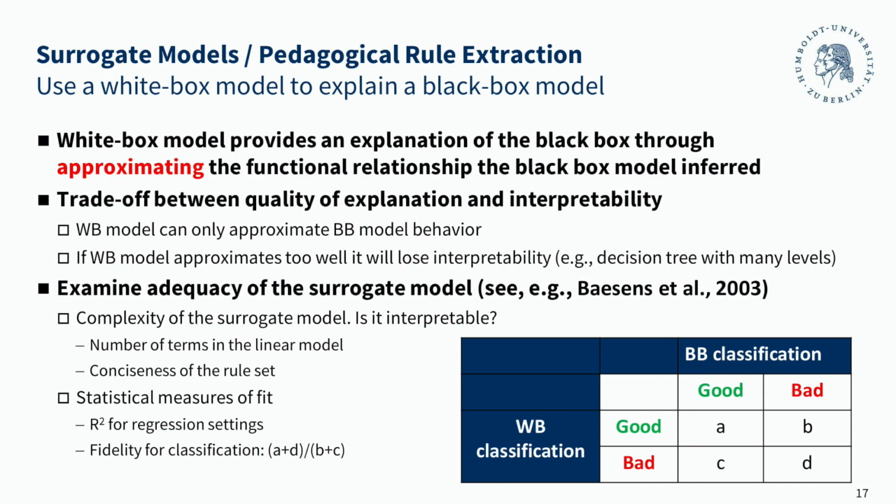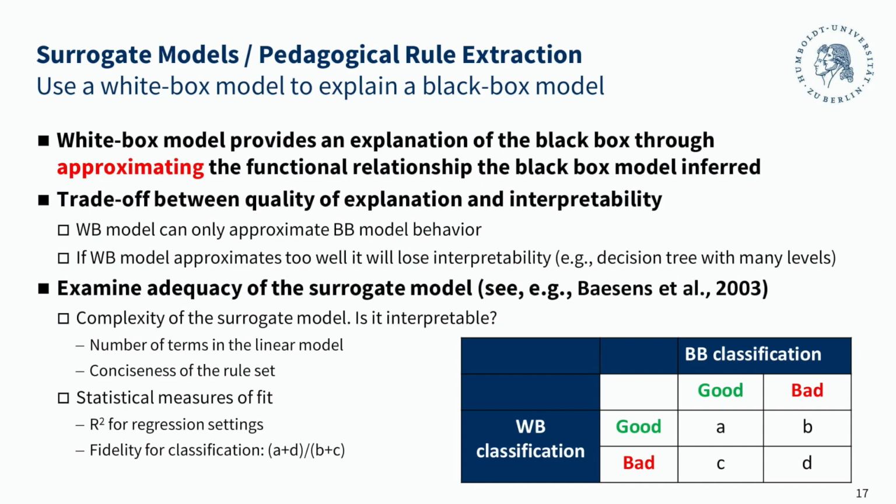And there is this trade-off. The approximation, if it's too good, well, it can't be. If it were too good, then why would you use a black box in the first place? If you can replace the black box with a linear regression model, with a white box model, there is no need to use a complex model in the first place. So the approximation cannot be too good.